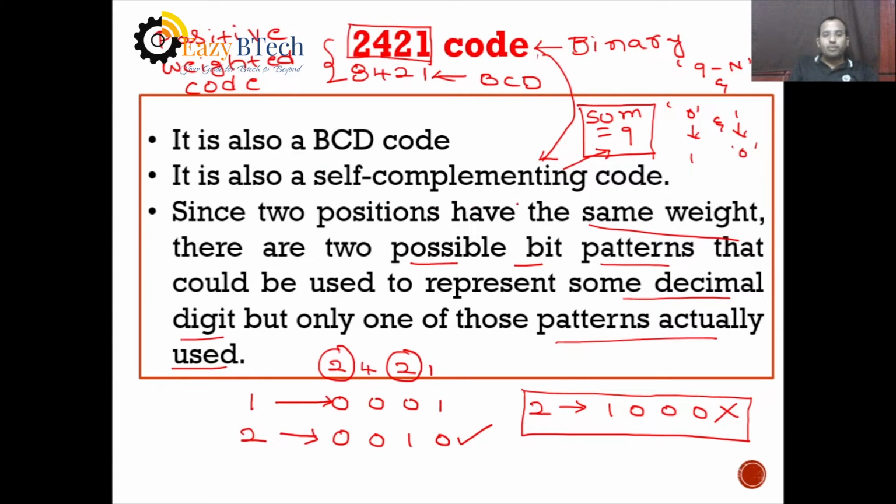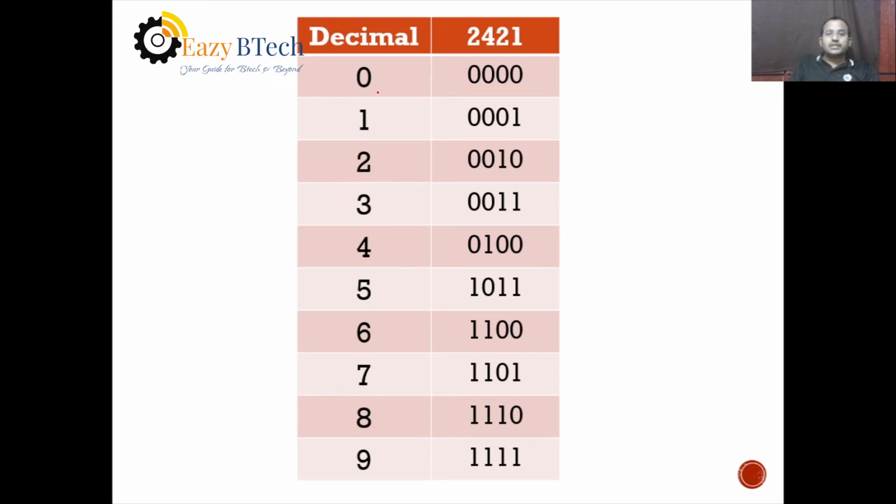It comes under the classification of positive weighted code. It is a self-complementing code because we can obtain the arithmetic complement by simply taking the logical complement, right? So these are the representations of decimal digits 0 to 9 in 2421. 0 is represented with all zeros and 1 with 0001. For 2, as we have mentioned, there are two possible representations, but the valid representation is 0010. Again, for 3, the valid representation is 0011, right?